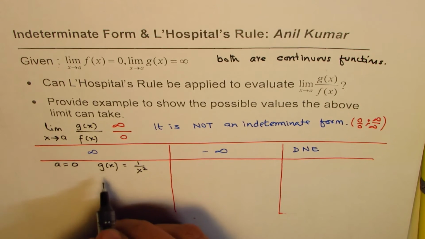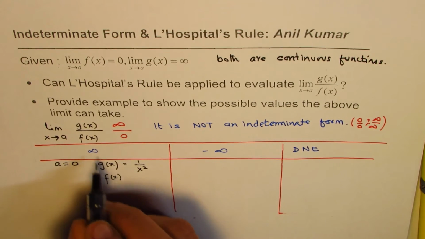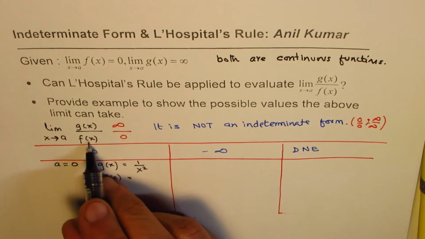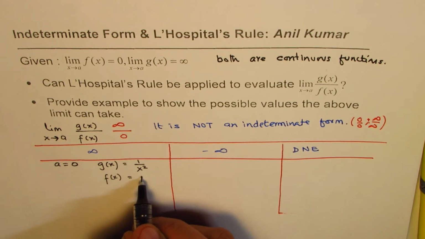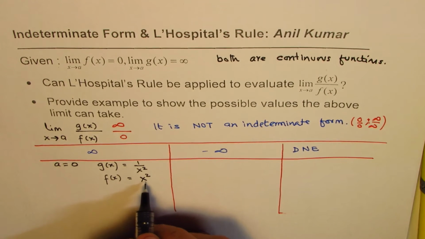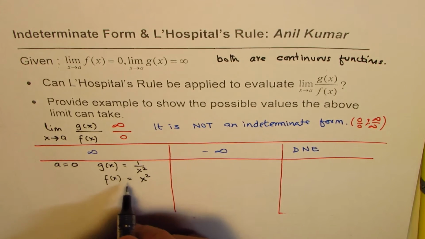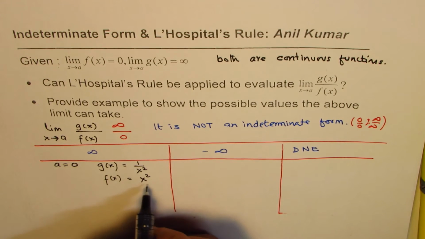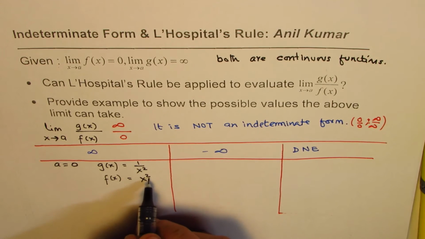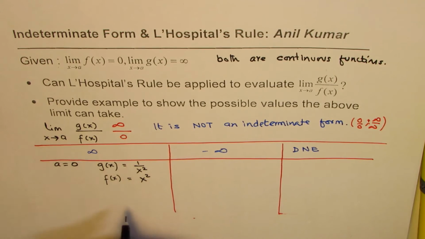And about f of x, I want the limit to be positive, so I'll keep this as, let us say, x squared, so that will always be positive. Is that okay? So now if that is my function, g of x as 1 over x squared and f of x as x squared, if I substitute, what do I get?